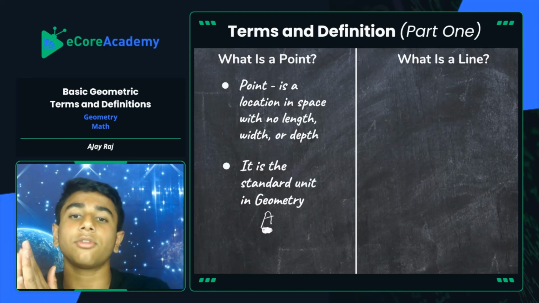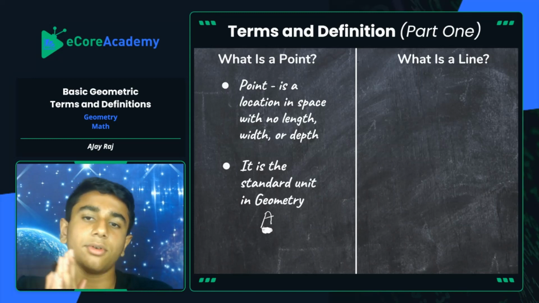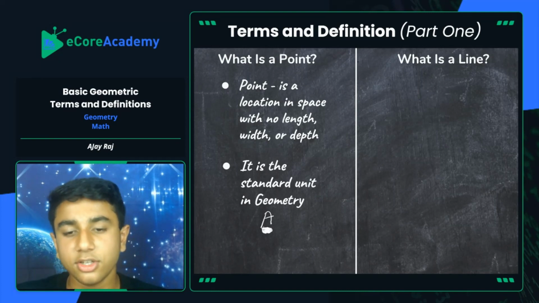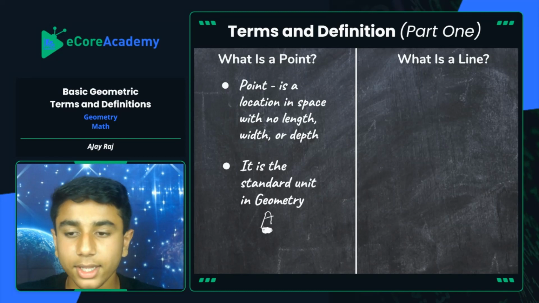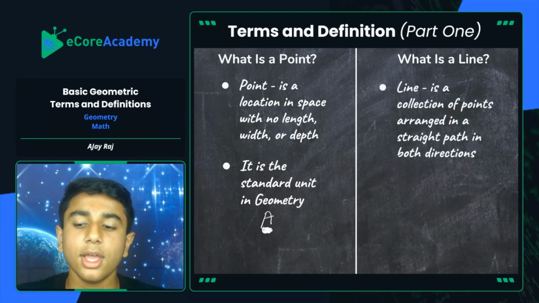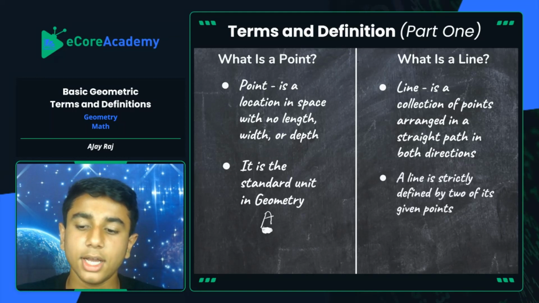Not necessarily that they're all very complex, but it's just going to increase in complexity. And they're going to build up off of each other. So a line is just going to build up off of what a point is. And a line is a collection of points arranged in a straight path, and it basically extends out infinitely in both directions. So a line is strictly defined by two of its given points.